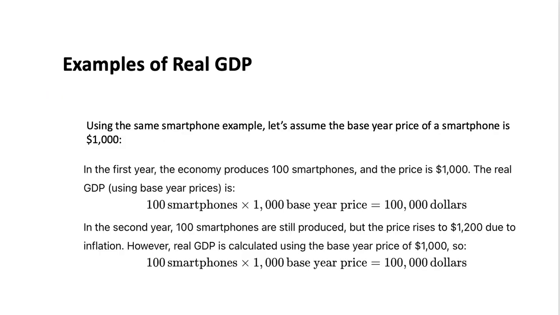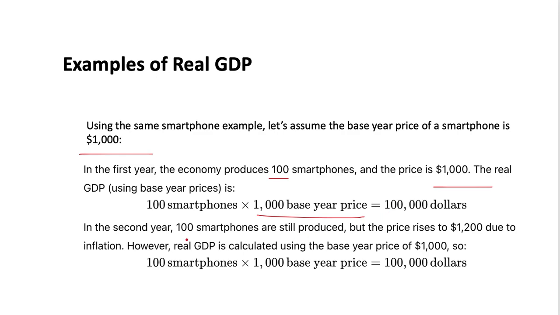Examples of real GDP. Using the same smartphone example, let's assume the base year price of a smartphone is $1,000. In the first year, the economy produces 100 smartphones and the price is $1,000. The real GDP using base year prices is 100 smartphones times $1,000 base year price equals $100,000.